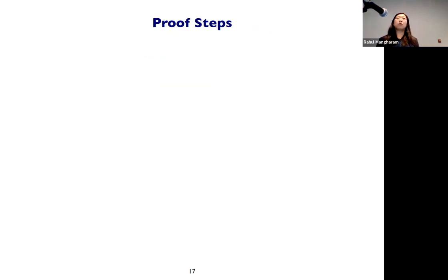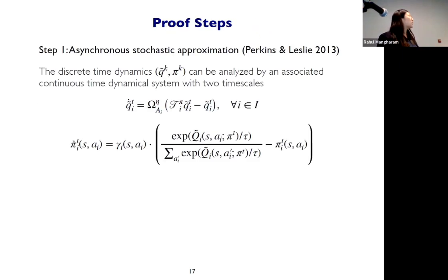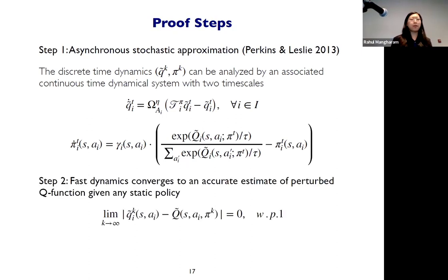I'm going to fly through the proof steps. Basically, we first use an asynchronous stochastic approximation scheme. And then we find that the fast dynamics is a Q-learning that converges. So eventually, instead of this frequentist estimate of the Q-function, you are able to estimate precisely the Q-value function.